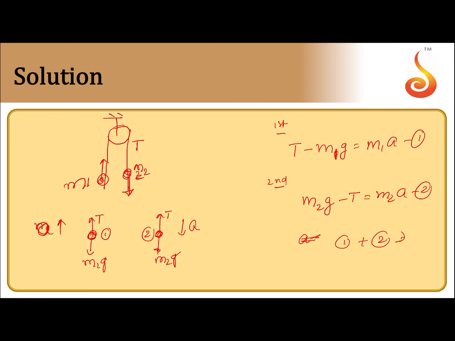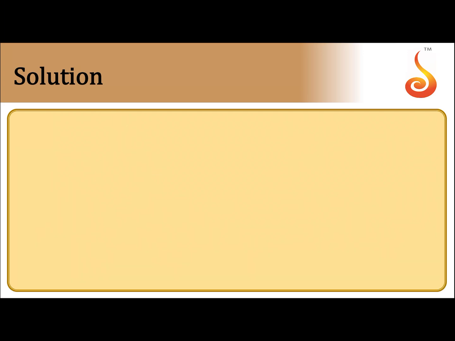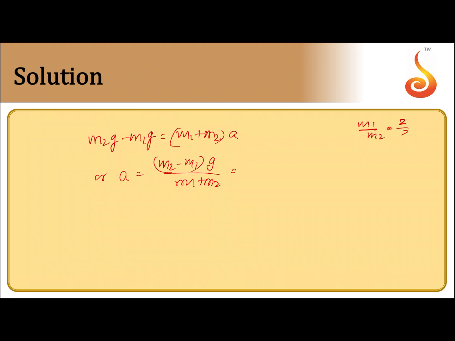Then m1g plus m2g, is that correct? m2g minus m1g is equal to m1 plus m2 into a, or a is equal to m2 minus m1 into g divided by m1 plus m2. So if I look at it, their masses are in the ratio 2:3. So I can write m1 divided by m2 is equal to 2/3.